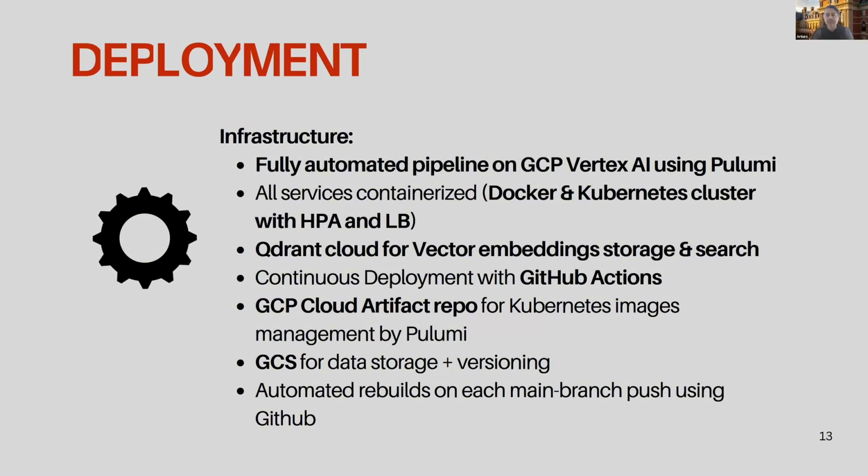The end-to-end pipeline is fully containerized and deployed using GCP Vertex AI in Google Cloud. We use Kubernetes to scale the cluster and all the containers using horizontal pod autoscaling and load balancing features. Qdrant database was used for embedding storage and query retrieval, with orchestrated actions via GitHub for the full lifecycle. GCS was also used for data storage and data versioning. This ensures our system remains fully manageable, scalable, and production ready.